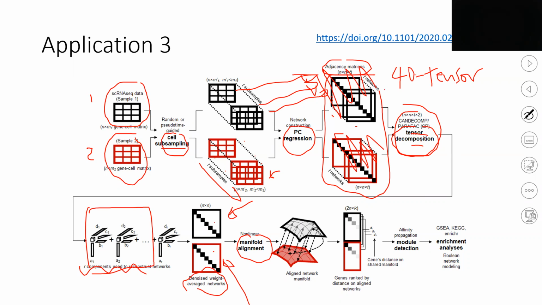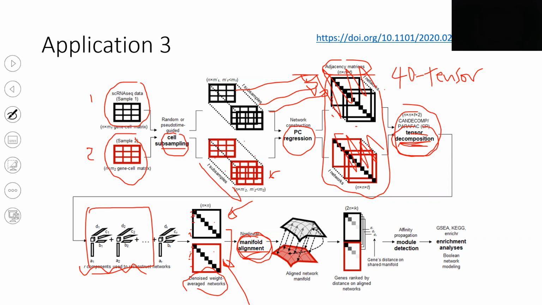So here, these 2 networks are denoised by decomposing and reconstructing the tensor. And then we are ready for the comparison between these two networks. Here we use manifold alignment to treat each of these genes as a data point and align them. We look at the distance of the gene because we know the correspondence: this gene corresponds to the same gene in the different samples. So it's easy to construct the correspondence matrix.